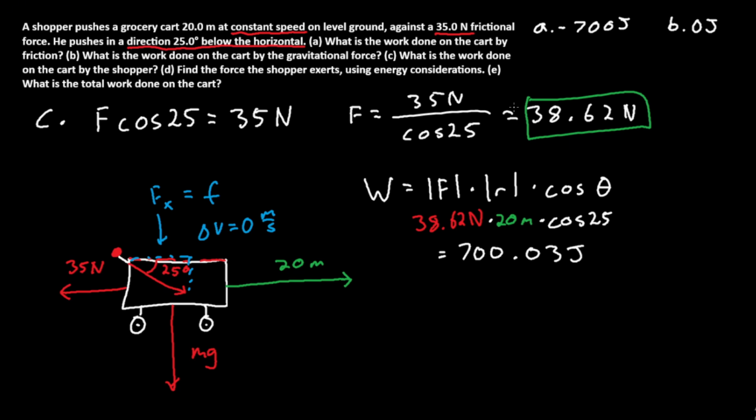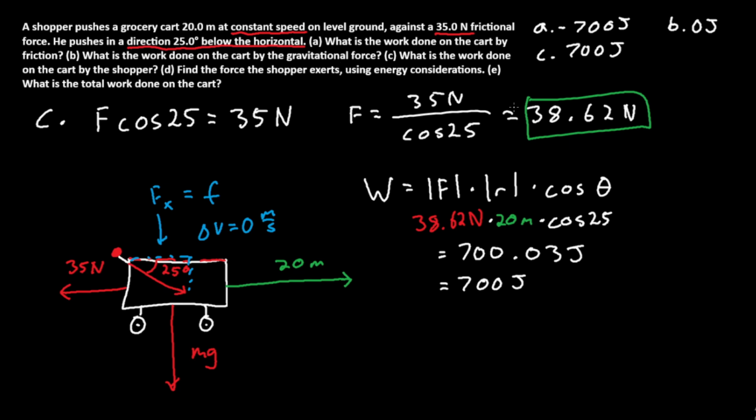But you're going to get approximately a work of 700.03 joules. But let's just approximate this to 700 joules. So the answer for part C is 700 joules. That is the work done by the shopper on the cart. Now, if you didn't do any rounding in the middle of this equation, you would have gotten exactly 700.